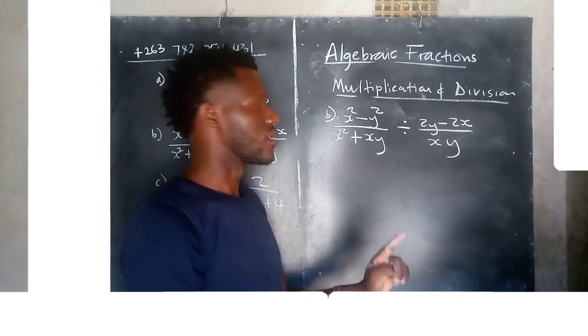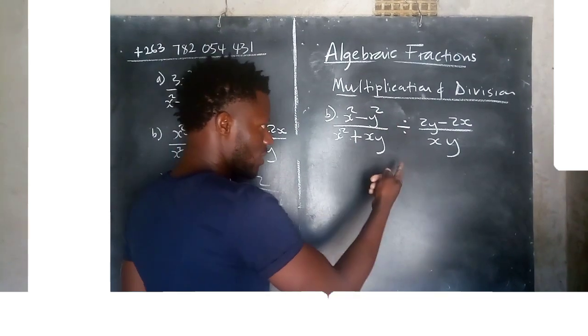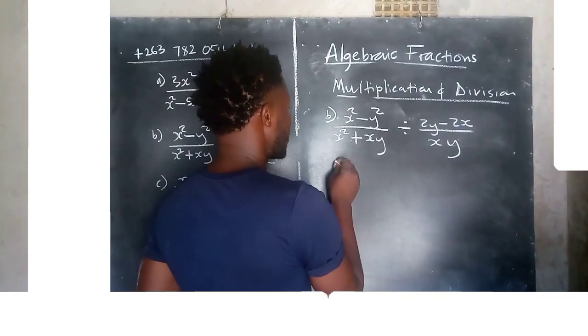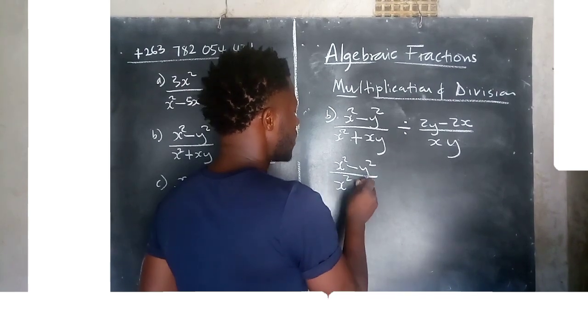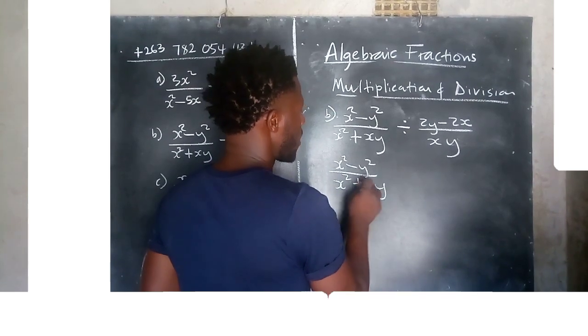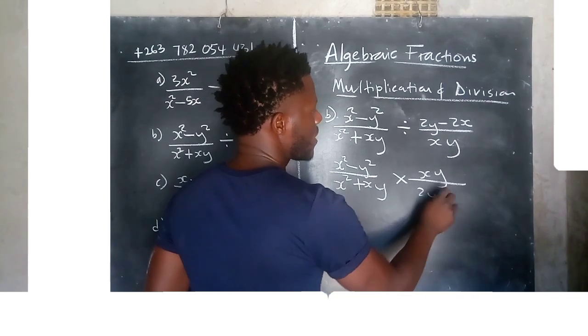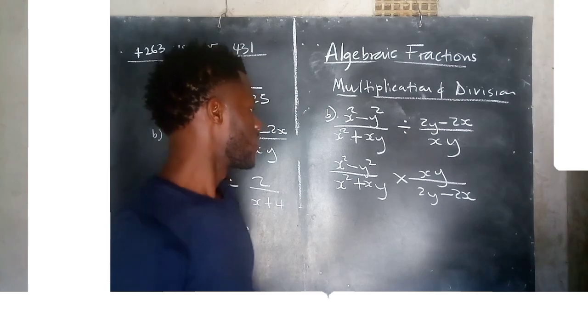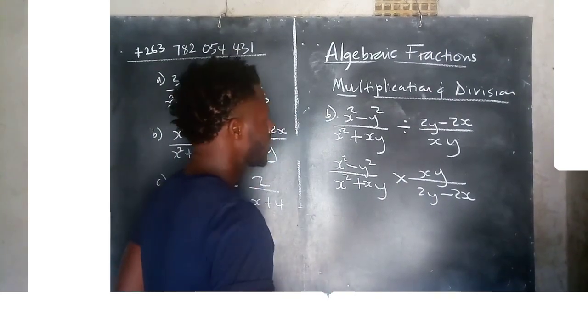Again, this is division of algebraic fractions. So the first thing we are going to do is invert and introduce multiplication: x squared minus y squared over x squared plus xy, then we multiply by xy over 2y minus 2x. Before we rush to cancel terms, start by factorizing. So I'm going to factorize.